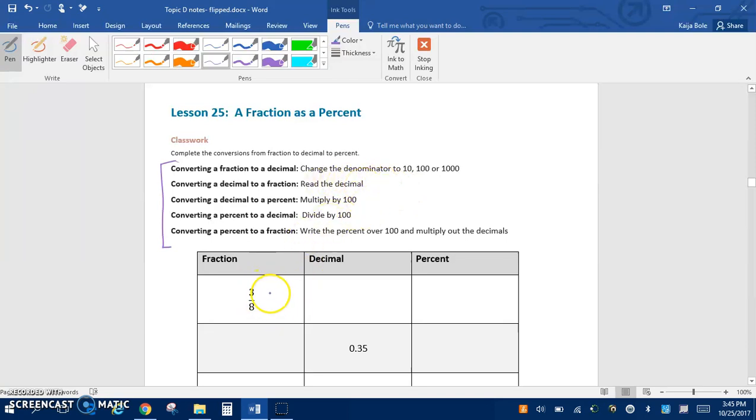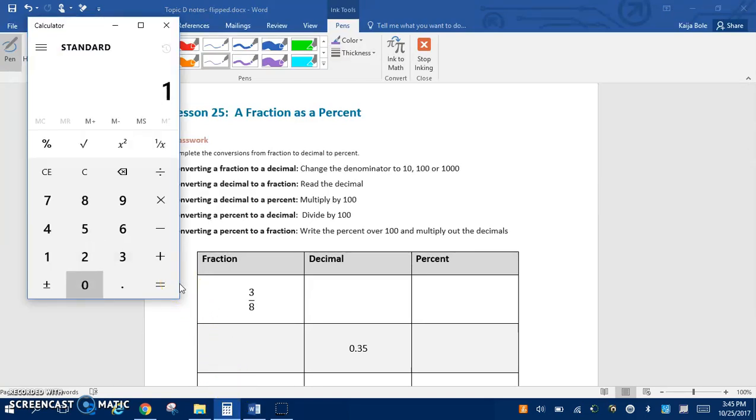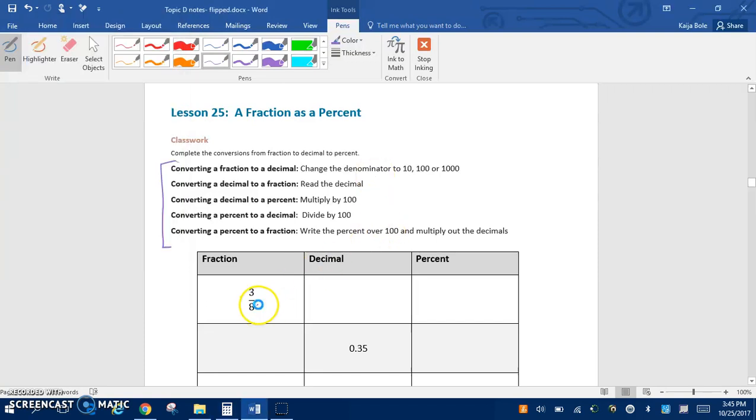So if we look at this example here, we have 3/8. If we look in our calculator, let's try putting it into 100. If we do 100 divided by 8, that doesn't really work. It gives us a decimal, and we don't want a decimal in a fraction. So let's check 1,000. 1,000 divided by 8. That works. So we can multiply the bottom by 125 and the top by 125. So our new fraction would be 375 over 1,000.